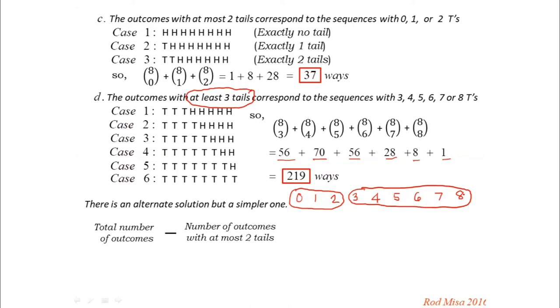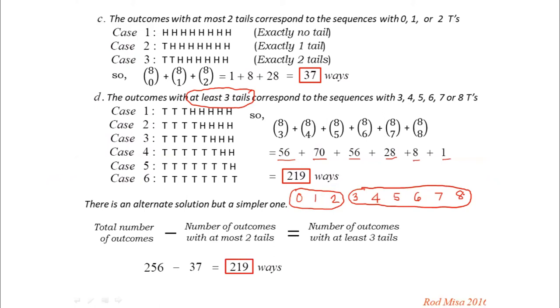So they are complementary. Subtracting the number of outcomes with at most 2 tails from the total number of outcomes, the result is the number of outcomes with at least 3 tails. But we know that the total number of outcomes is 256, because we have solved this in our first question. And the number of outcomes with at most 2 tails was answered in the third question, which has an answer of 37. Subtracting 37 from 256, we have 219 ways. So therefore, there are 219 possible outcomes when you expect to have at least 3 tails in the outcomes.